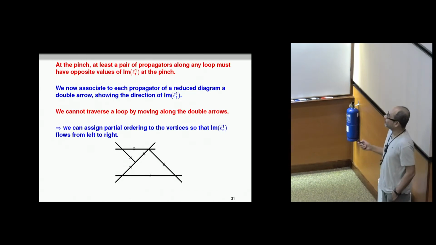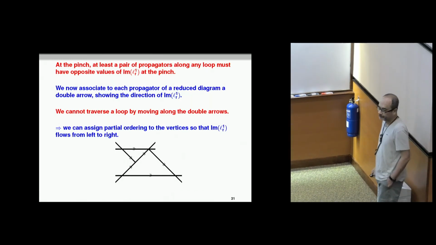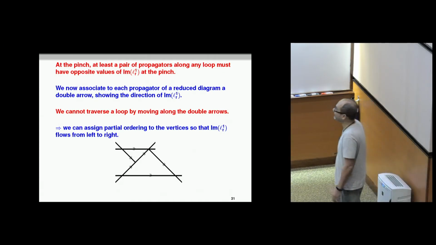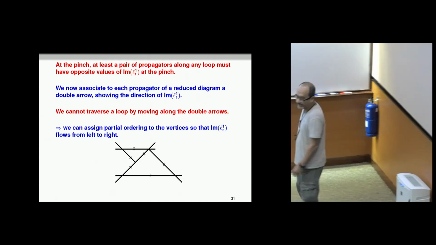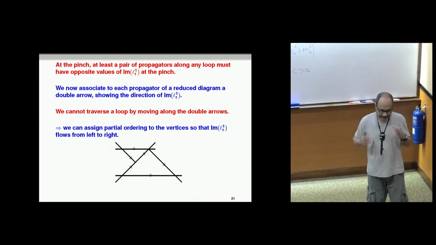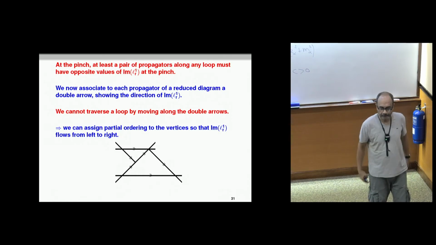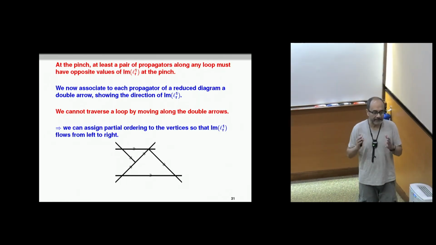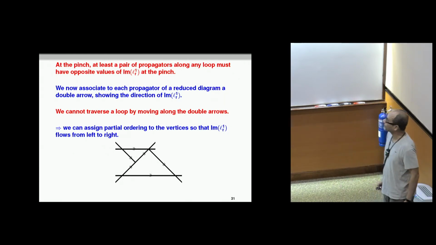Okay. And now we again draw a reduced diagram. Okay. But now we are going to put double arrows on the reduced diagram, where the double arrows now show the direction of imaginary L1R. Okay. These are completely uncorrelated with the single arrows that we had earlier, which described the sign of the L0. Right. Now we are drawing the arrows to denote the sign of the imaginary part of L1R. Okay.